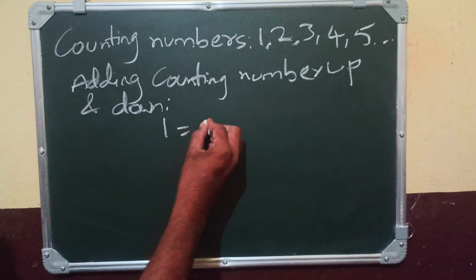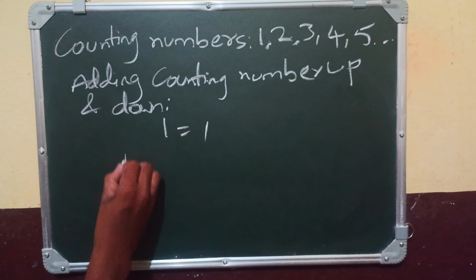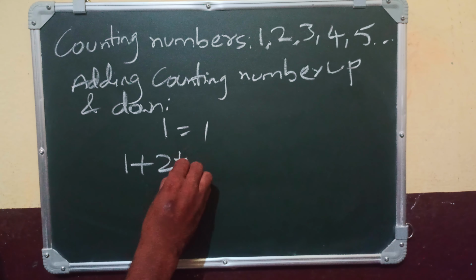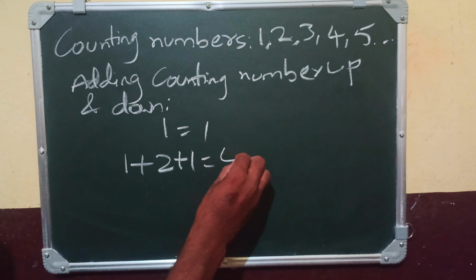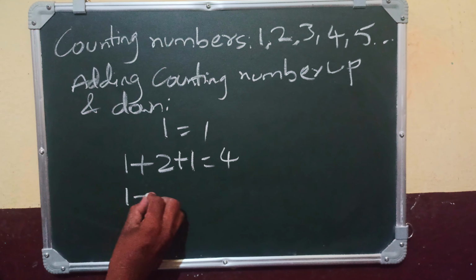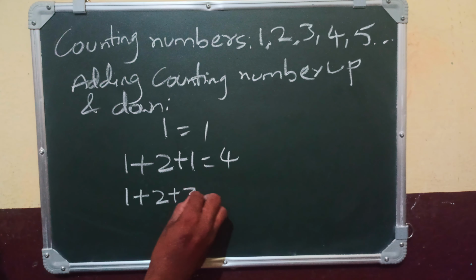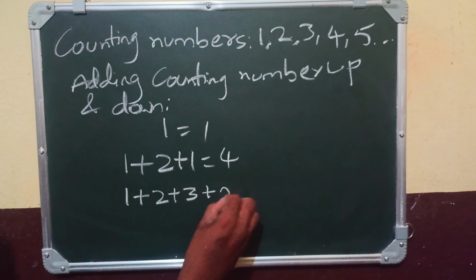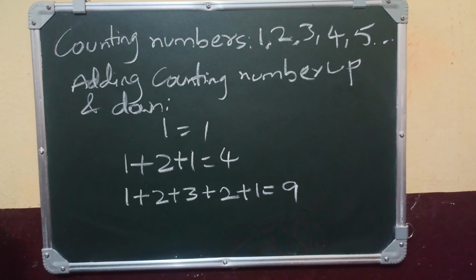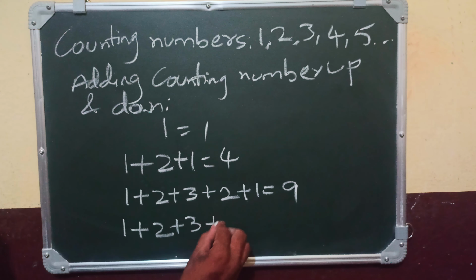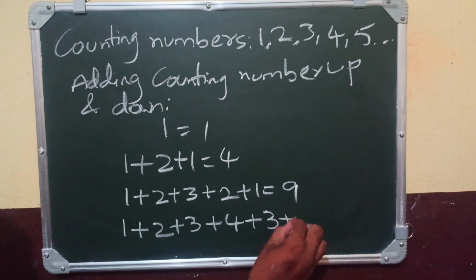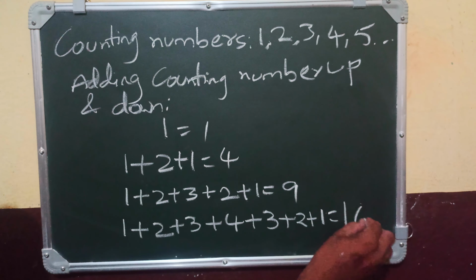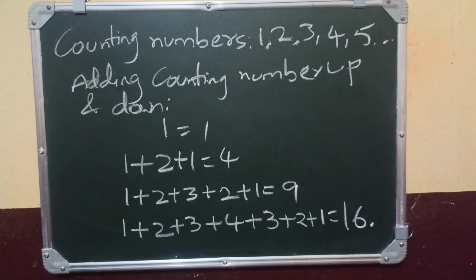For example, 1 is equal to 1. Next, go to the next number, 1 plus 2, and come back to the previous number: 1 plus 2 plus 1. How much will you get? 4. Then 1 plus 2 plus 3 and again come back: plus 2 plus 1, it becomes 9. Next, 1 plus 2 plus 3 plus 4 plus 3 plus 2 plus 1. How much are you going to get? 16.